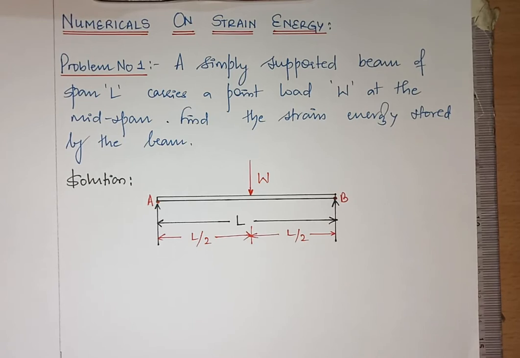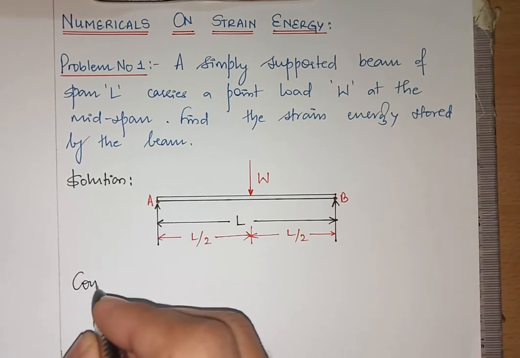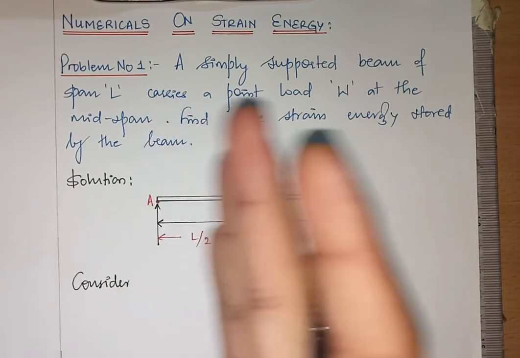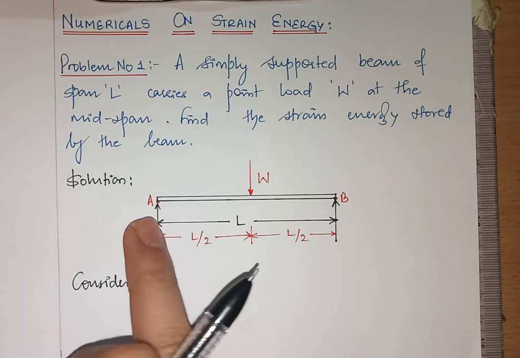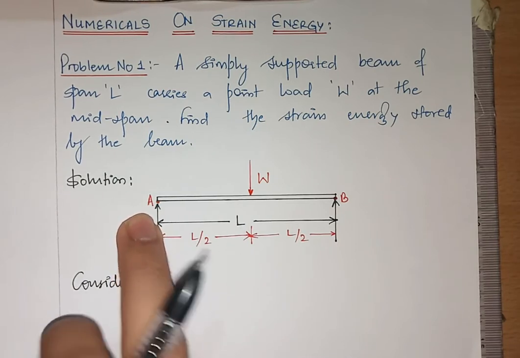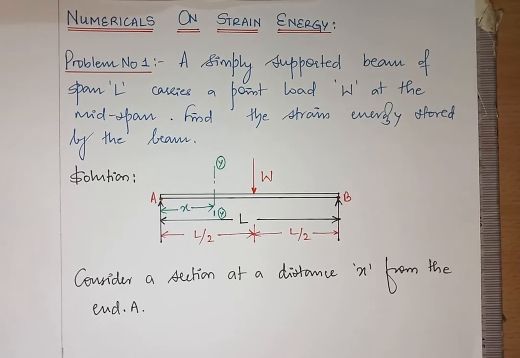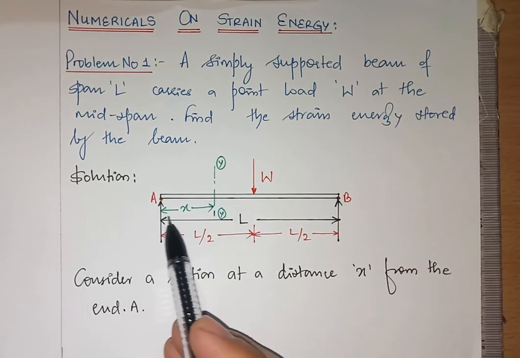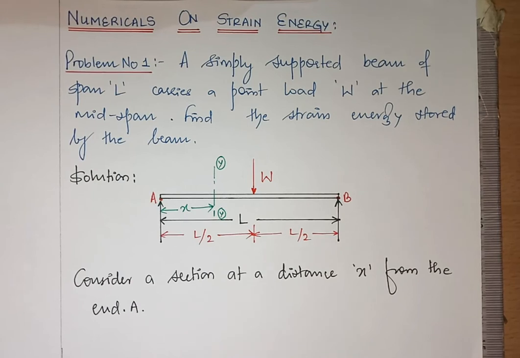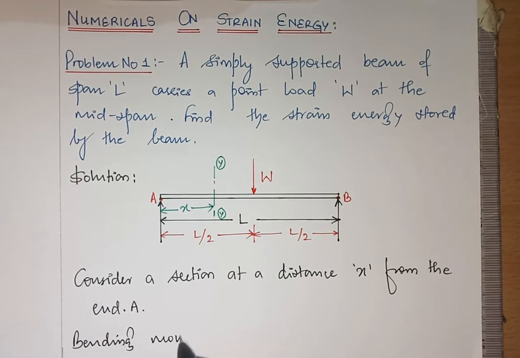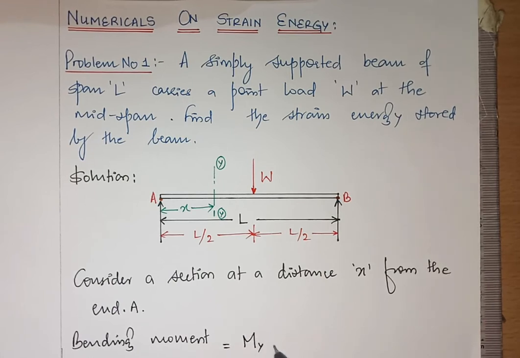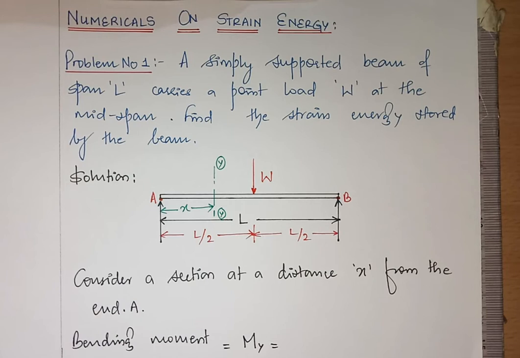So what I'll be doing here is considering a section at a distance x from the free end. Both are free ends, so I'll take it from the left side. Consider a section at a distance x from the left side. Now I have considered this section YY at a distance of x from the left end A. So the bending moment at YY is equal to force into perpendicular distance.